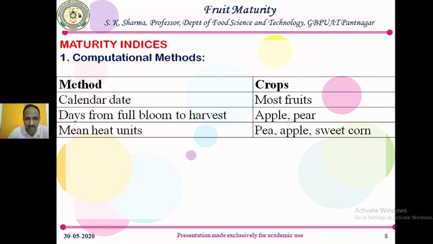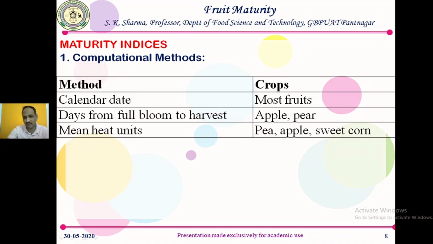So that is what the computational methods are. Now the maturity stage will also depend upon the mean heat units. So the day and night temperatures, what is the maximum temperature received during the day, what is the minimum temperature received during the day, by making a calculation we can calculate the mean heat units accumulated. So when these many units are accumulated, we can have an idea, okay, after accumulation of these many heat units, my crop will be ready for harvest.